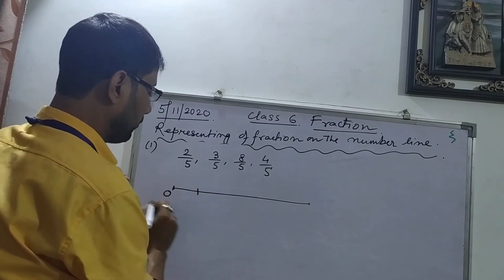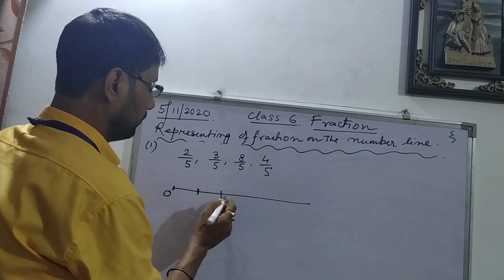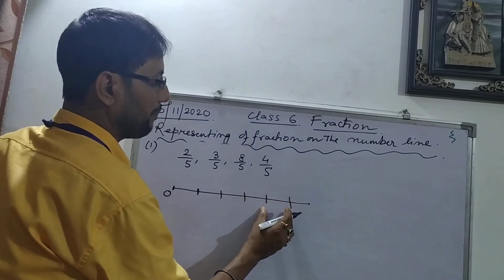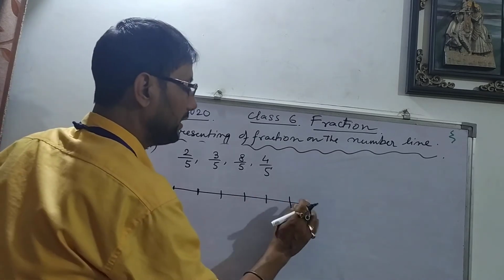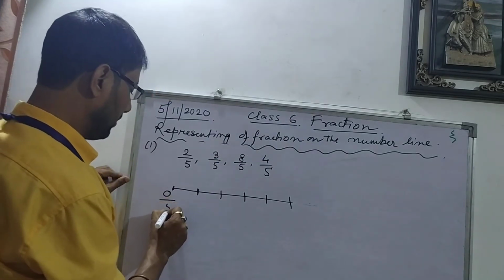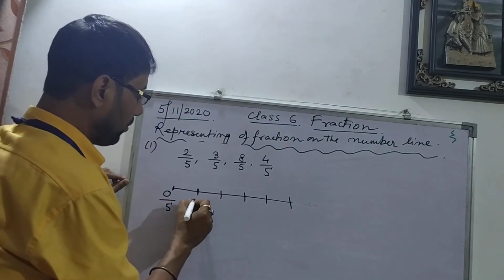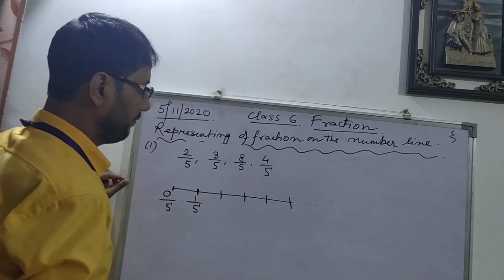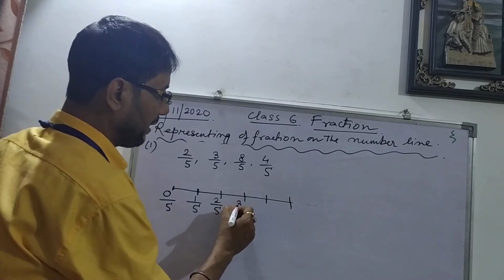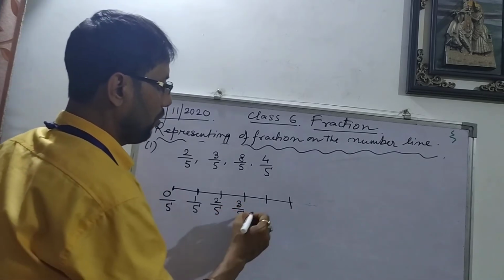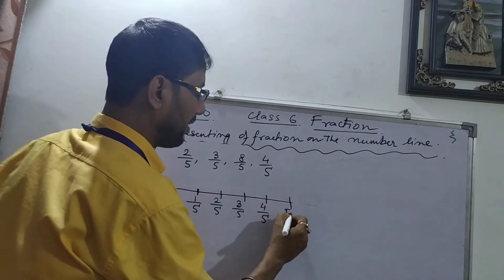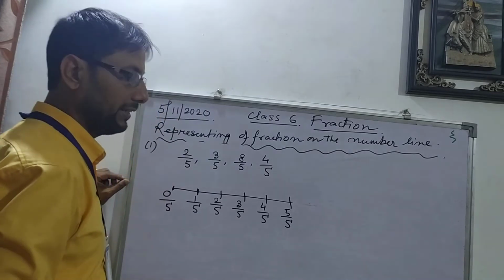I will start with 0 by 5. This is 1 part, 2 part, 3 part, 4 part, 5 part. Till 5 part you do first. First till 5 part, then we'll extend. See, this will be 0 by 5. This will be 1 by 5. This will be 2 by 5. 3 by 5. 4 by 5. Then 5 by 5. This is 1. Then we will go ahead.